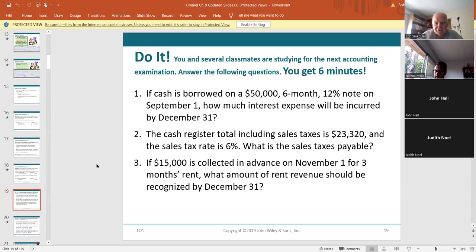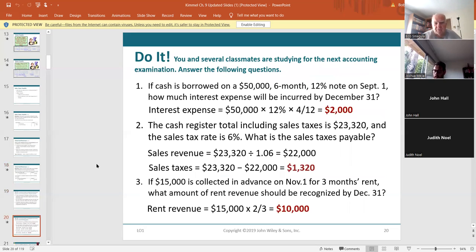What do we got here? If cash is borrowed, how much interest would be incurred by December 31st? September, October, November, December, that's 4 months. 12 times 5 is 60. That's $1,500 if I did that right. It's $2,000, having not done it right in my head.